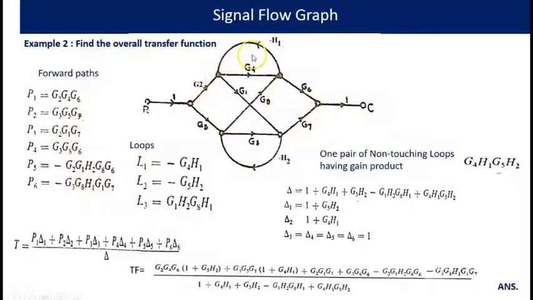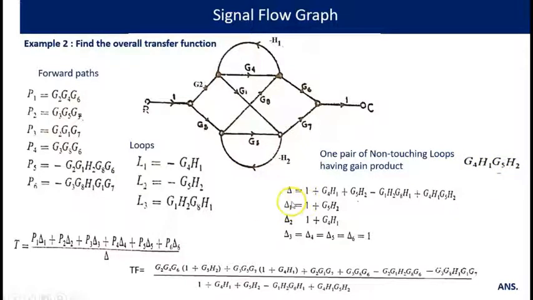And what about the loops? G4 minus H1 is one loop, G5 minus H2 is another loop. One more loop starts from G1 minus H2, G8 minus H1. This minus and this minus will get cancelled. Therefore G1 H2 G8 H1. So 3 loops are there in this system, and one pair of non-touching: minus G4 H1 and minus G5 H2. These two loops are non-touching, and the gain product is G4 H1 into G5 H2.